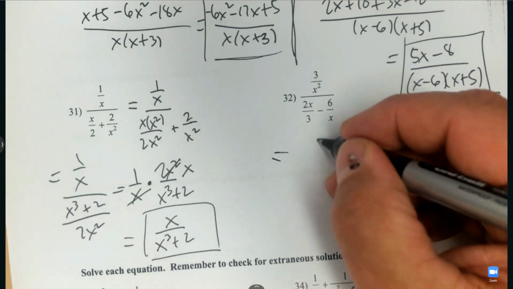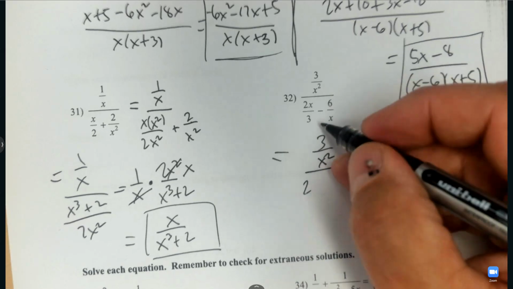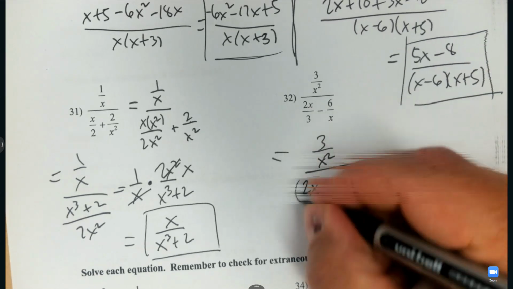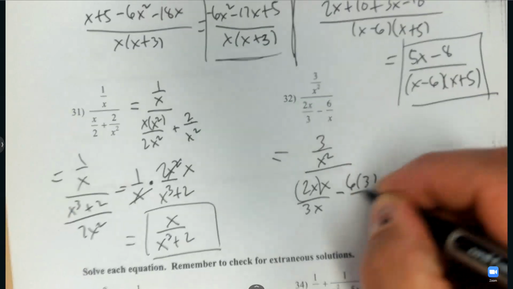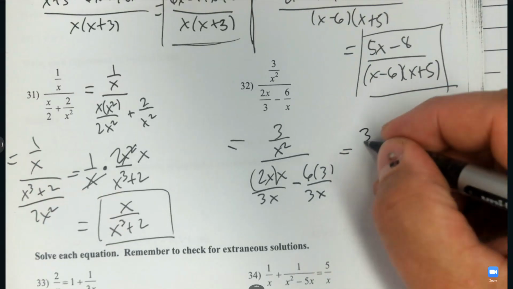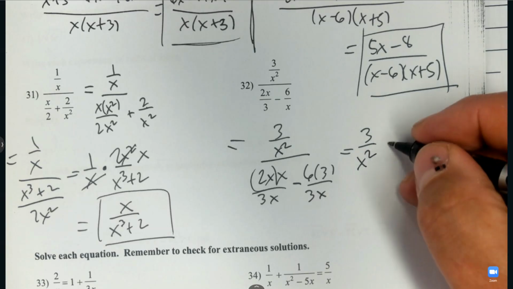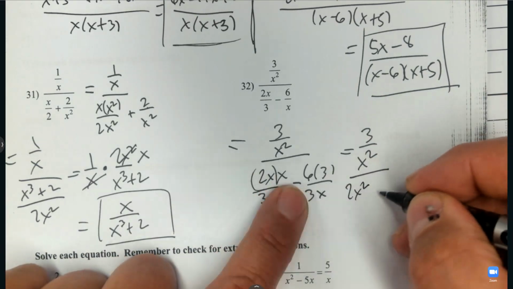So again, my goal is to make one fraction on the bottom, so I need common denominators. So I'm going to multiply by x, top and bottom. And I'm going to multiply by 3, top and bottom. That way, those denominators are the same. So I have 3x squared over x squared. I have 2x squared minus 18.